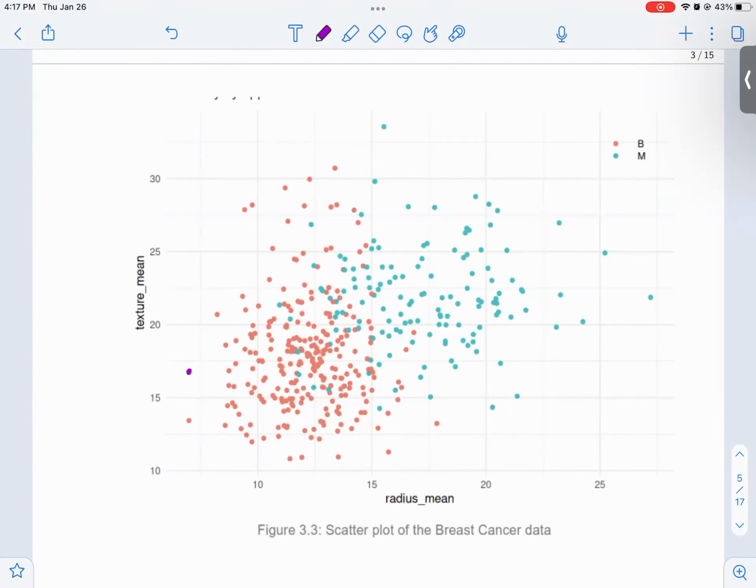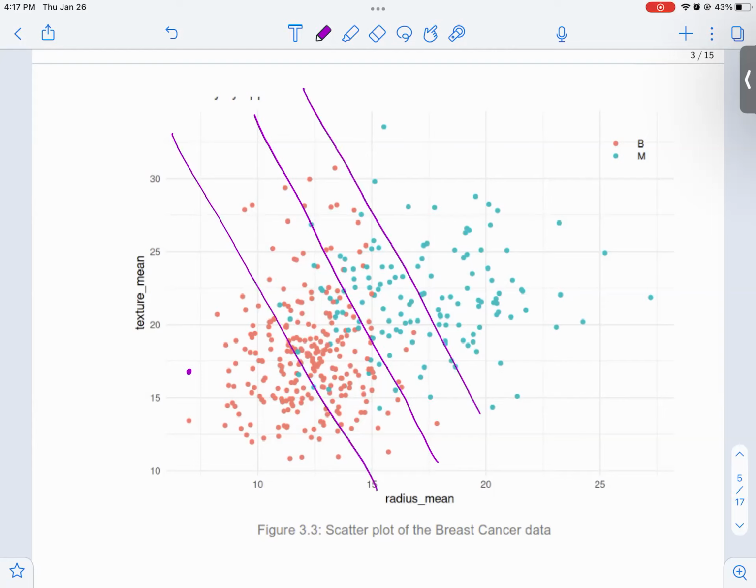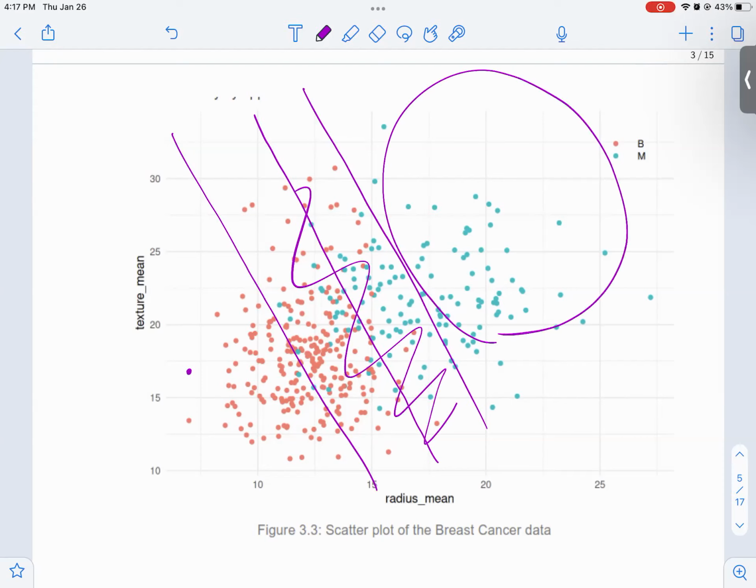So let's say I do something like that. There are things that are limited, but I know for sure, if I do something like this, maybe I'm not sure here, but definitely everything here seems malignant. There's one point here. I'm going to be very certain that if things are down here, they're benign. If they're here, they're malignant. So just looking at it, you can classify by eye, sort of.